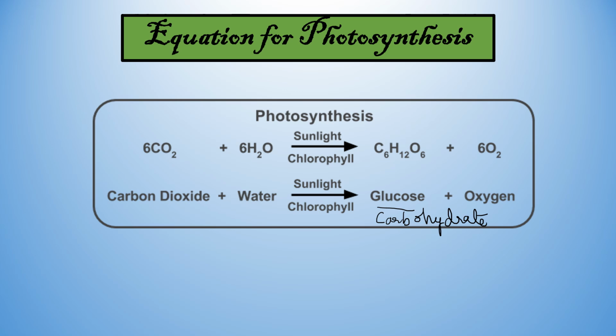Now see the first equation. I have written the formula here. 6CO2 plus 6H2O, in presence of sunlight and chlorophyll, plants prepare glucose. Glucose formula is C6H12O6 plus 6O2. At class 7th level, this first equation is not required, but if you want to learn, you can learn this equation.